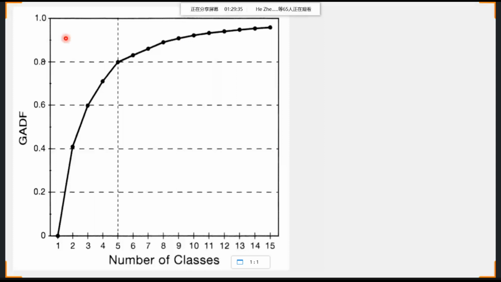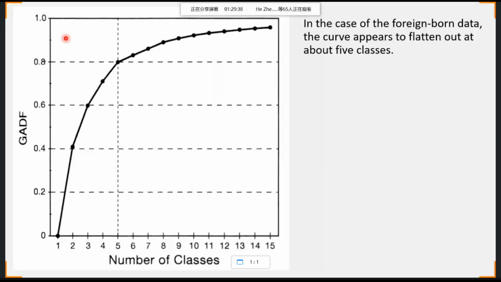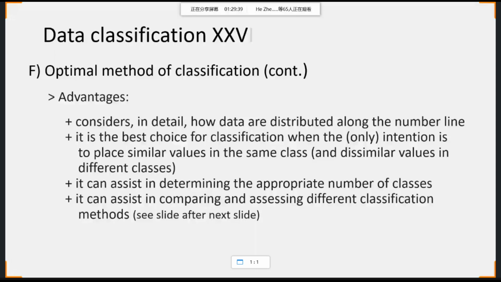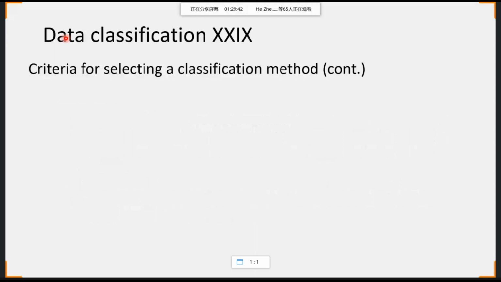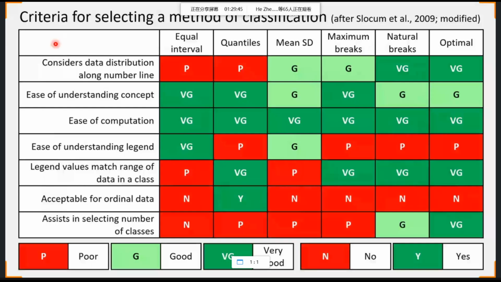And these criteria here is this assessment of the different methods. This should help you, in fact, to find the best method in your situation.